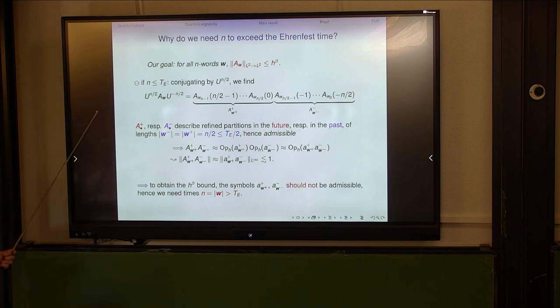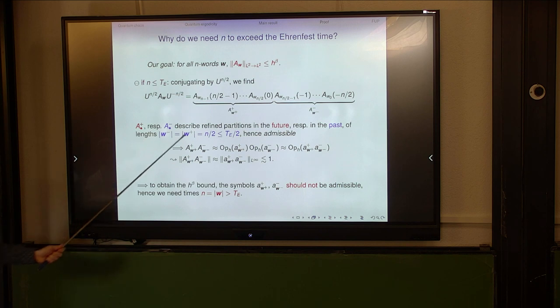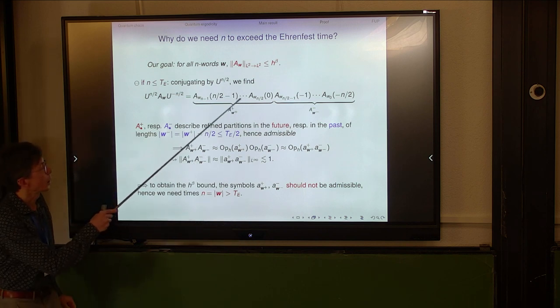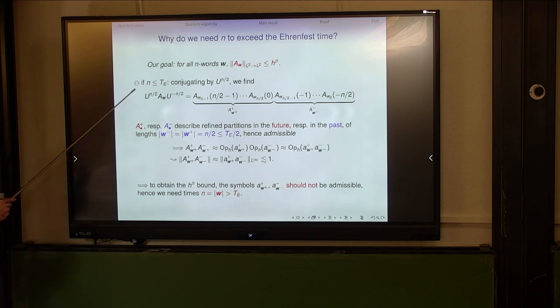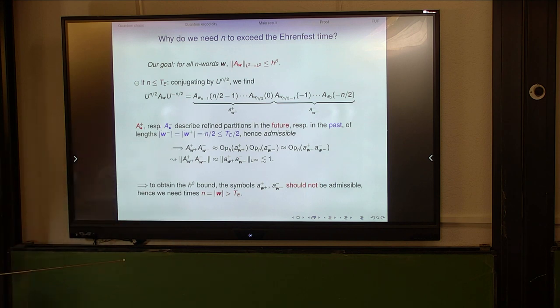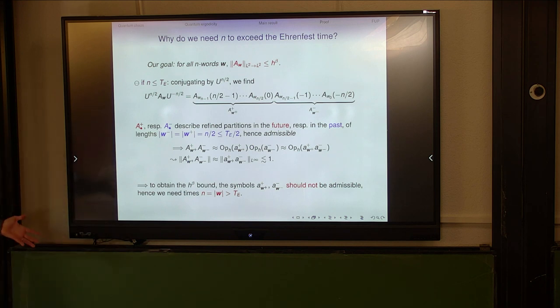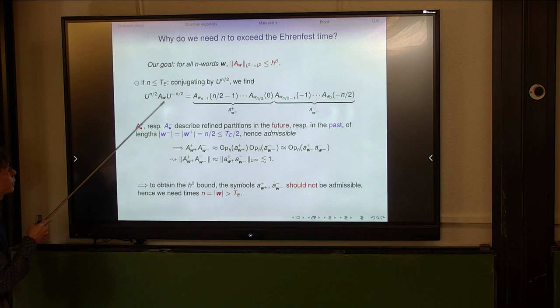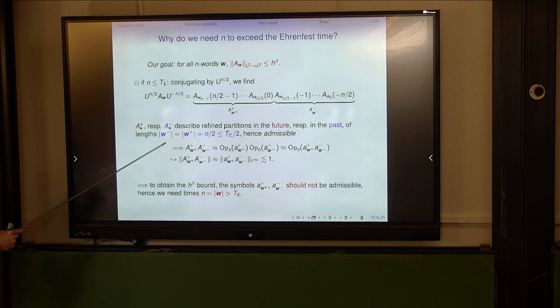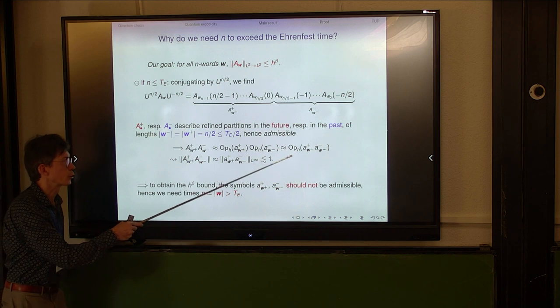Why? Because if you conjugate by this unitary evolution operator, the unitary propagators at time n over 2, you can rewrite this operator as a product of two operators. One operator corresponds to a product of future evolutions, and the second is a product of past evolutions. Okay? And both of them are evolutions up to time n over 2. So if the time here is smaller than the Ehrenfest time, n over 2 is smaller than half the Ehrenfest time. And hence, these two operators are admissible. One can use semi-classical methods to understand these operators, A plus and A minus, except that one is in the future, the other is in the past. And so this operator here is just the product of these two operators. Because they are admissible, they are given by quantization of admissible symbols. And the product of the two operators is approximately the quantization of the product.